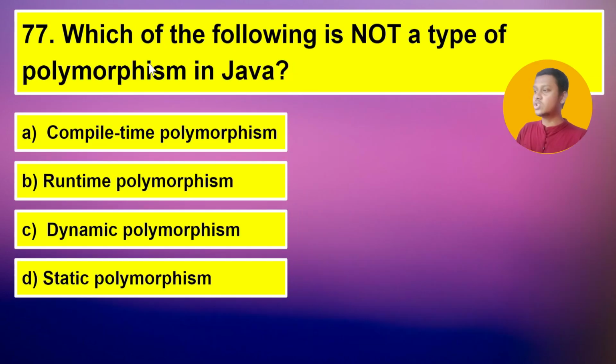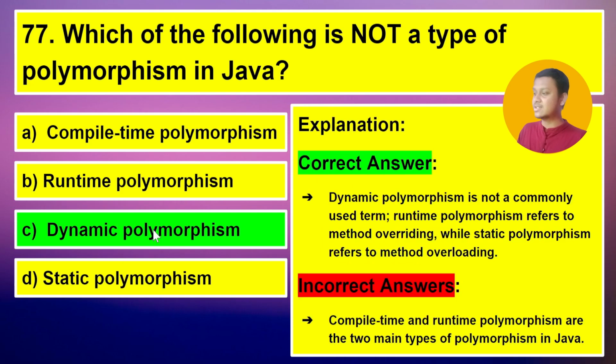Our next question is, which of the following is not a type of polymorphism in Java? Compile time polymorphism, runtime polymorphism, dynamic polymorphism, and static polymorphism. So the correct answer is dynamic polymorphism, because dynamic polymorphism is not a commonly used term. Actually, runtime polymorphism refers to method overriding, while static polymorphism refers to method overloading. So compile time and runtime polymorphisms are the two main types of polymorphism in Java. So here dynamic polymorphism is not a type of polymorphism.